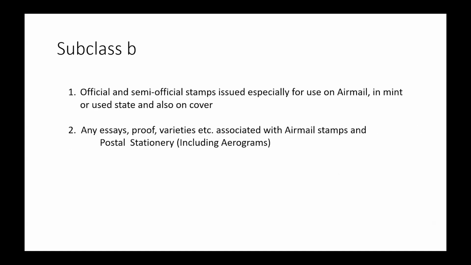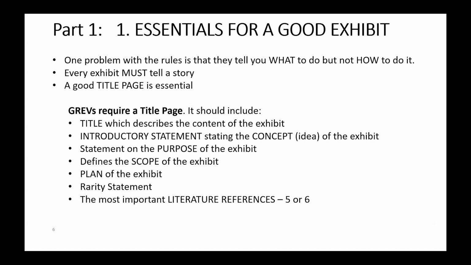Subclass B is the actual stamps used in airmail in both mint and used, on cover, essays, proofs, and varieties associated with airmail stamps. You could say that subclass B is the traditional part of airmail or Aerophilately, and that would pretty much describe it. So if you're specializing in airmail stamps, then that becomes subclass B. So what are the essential items that we're looking for in a good airmail story?